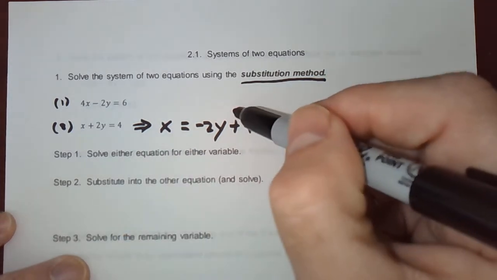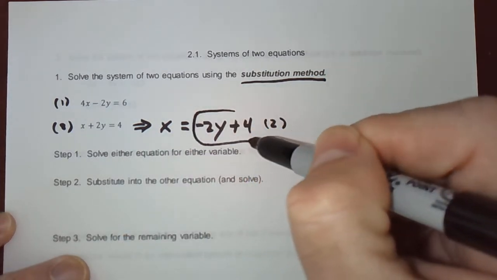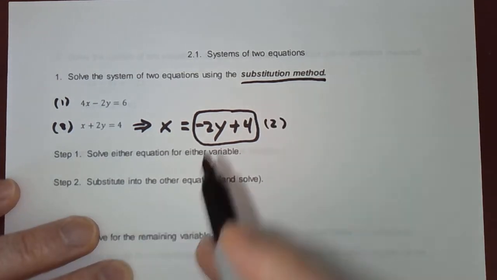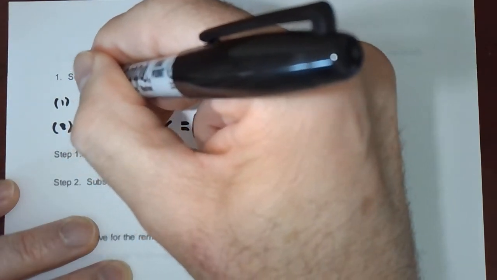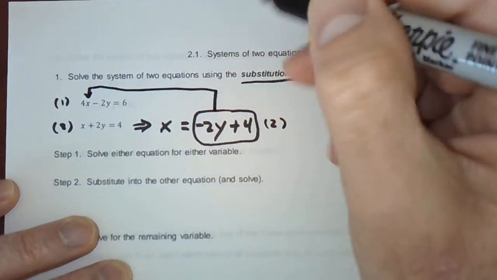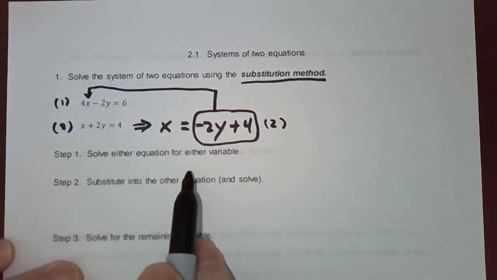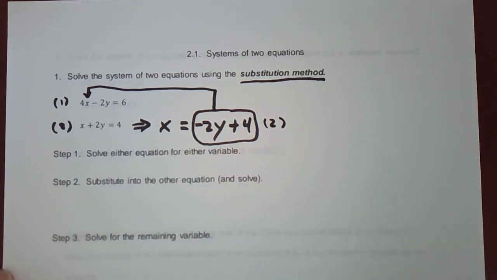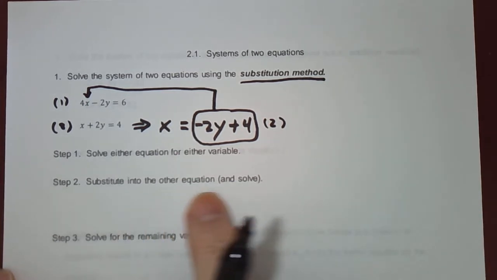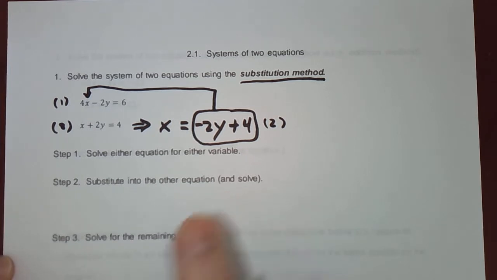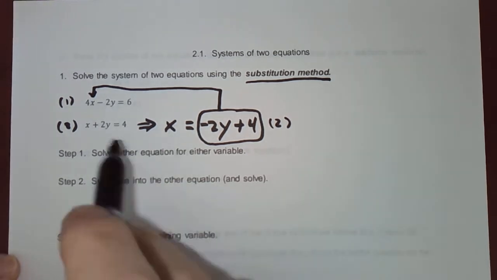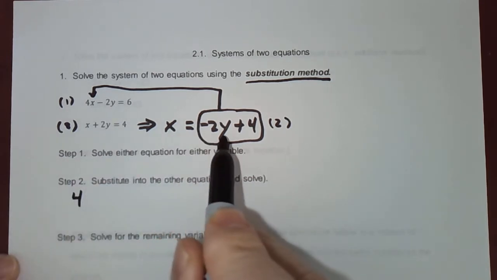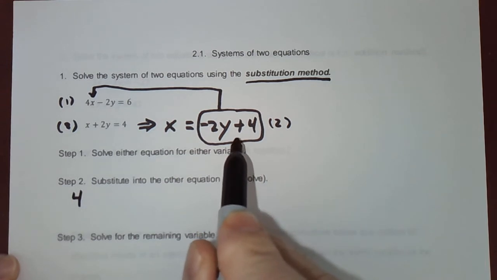Now that x is equal to this expression, I'll go to the other equation, the one I didn't use, and I'm going to replace the x with this. So I've done step 1. I solved equation number 2 for x. I could have chosen either equation or either variable, so that part's done. Now I'm going to substitute it in and solve. And notice what we're going to get. Equation 1 becomes 4, and instead of x, I'm going to write negative 2y plus 4 in parentheses.